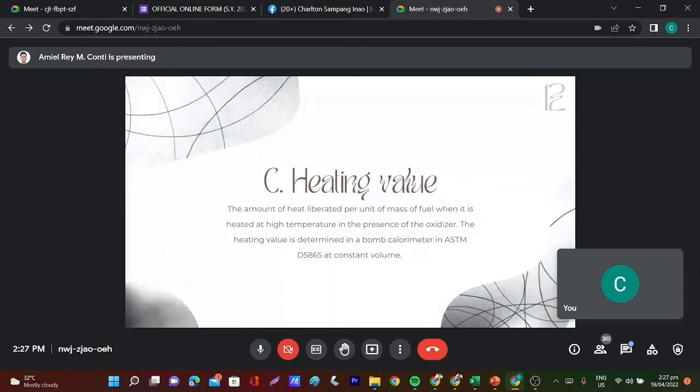So, heating value, the amount of heat liberated per unit of mass of fuel when it is heated at high temperature in the presence of oxidizer. The heating value is determined in a bomb calorimeter in ASTM D5865 at constant volume.